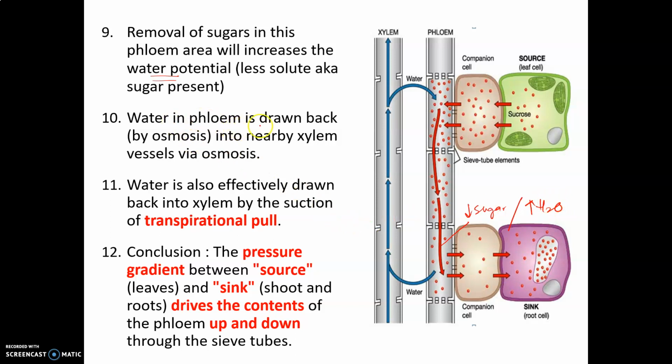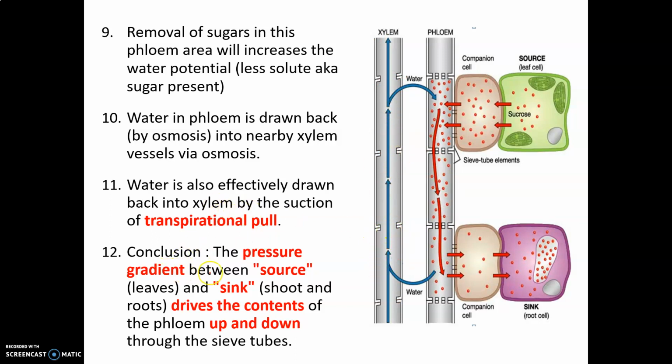Jadi water in phloem dia akan masuk balik ke dalam xylem itu tadi via osmosis. Dia akan enter the nearby xylem via osmosis. Dan juga kenapa air tadi dia boleh masuk daripada phloem kepada xylem, disebabkan adanya this transpirational pull di dalam xylem yang automatic dia akan tarik every single water molecule berdekatan dengan xylem. Termasuklah the one yang daripada phloem, masuk je terus naik ke atas sebab adanya transpirational pull.